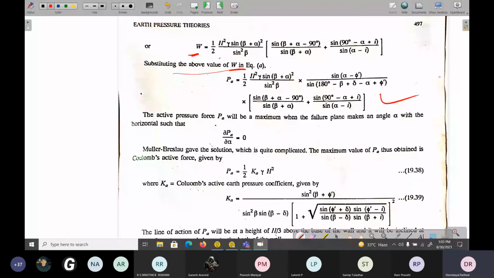Now what we have done is we have assumed one failure plane, but it's a trial and error method. In that, the failure plane we have assumed, the weight should give the maximum pressure on this wall. So we have to differentiate it. The active pressure force PA will be the maximum when the failure plane makes an angle alpha. Then we have to set delta PA by delta alpha equal to 0 to make this PA maximum.